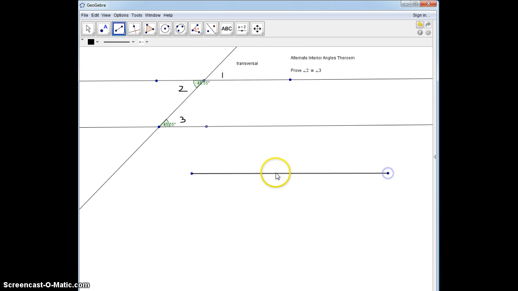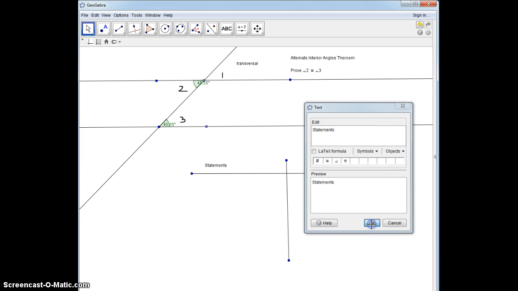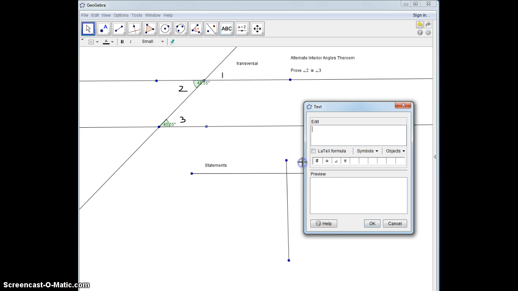So I'm going to set up this right here. The left side is going to say statements, and the right side is going to say reasons. This is so much fun.